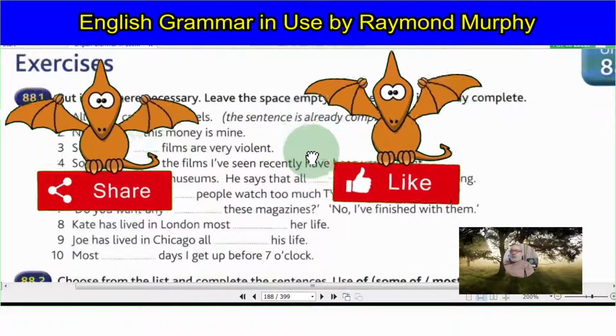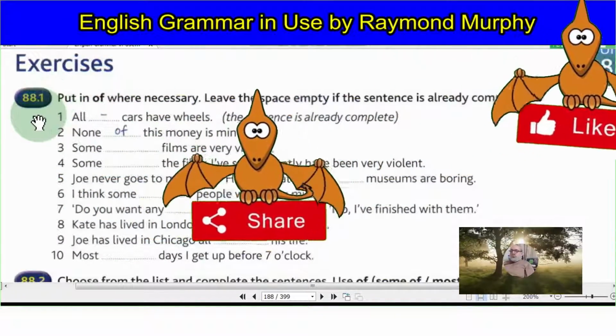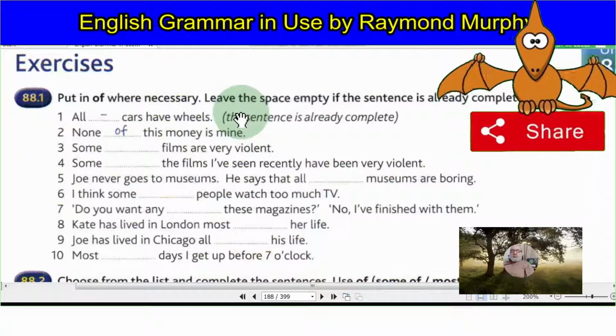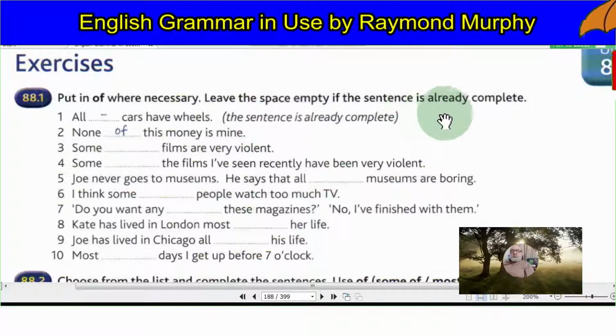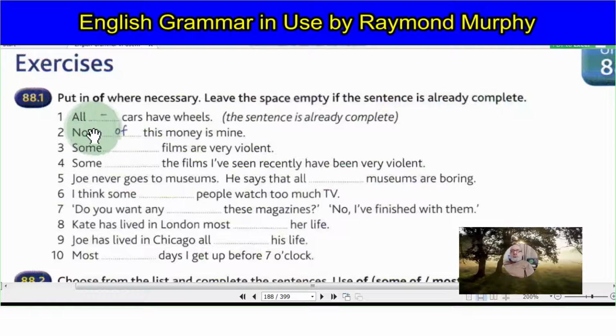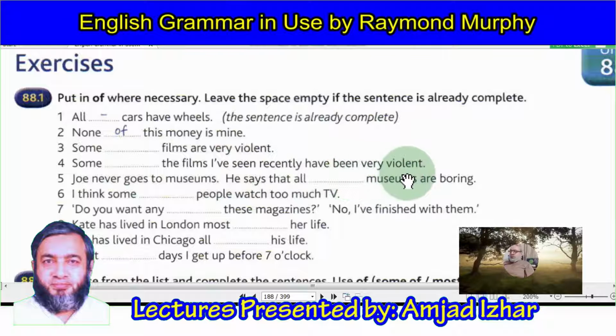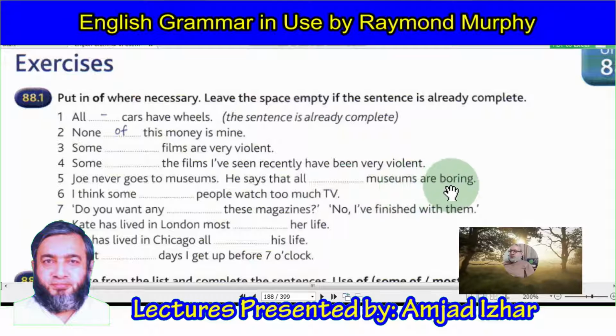Unit exercises. Put "of" where necessary. Leave the space empty if the sentence is already complete. All cars have wheels: the sentence is already complete. None of this money is mine. Some films are very violent. Some of the films I have seen recently have been very violent. Joe never goes to museums. He says that all museums are boring.